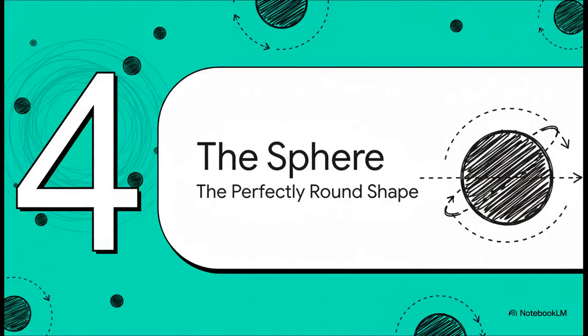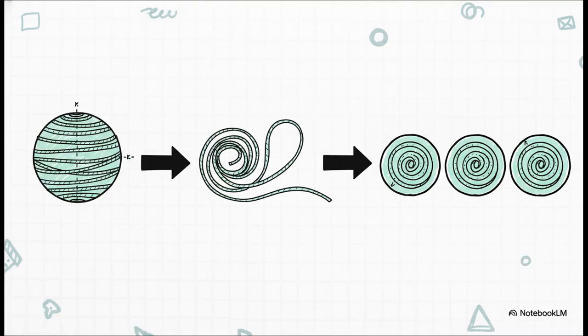Our final shape is maybe the most perfect of all, the sphere. And just like the cone, we can imagine creating it by rotating a 2D shape, this time by spinning a circle around its diameter. The surface area of a sphere holds another one of these stunning secrets. Imagine wrapping a string tightly around a ball until it is completely covered. If you then unwound that string and used it to fill flat circles with the same radius as the ball, you'd find it perfectly fills exactly 4 of them.